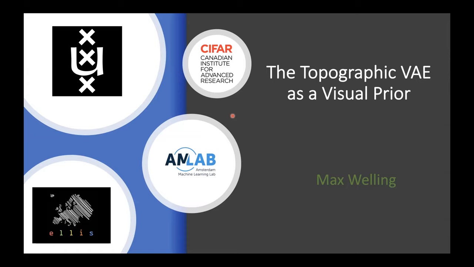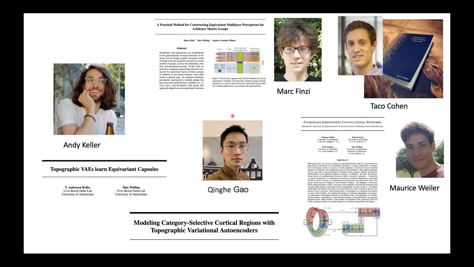Right, so I'm going to talk today about topographic VAEs as a visual prior, which I thought was appropriate for this workshop. Here are some of the people that have, through the years, provided input to the ideas that I will present. It started quite a few years ago with Taco Cohen. You see his thesis here on equivariant convolutional networks. In the meantime, Maurice Weiler has also contributed quite a bit to the field, and he has written this wonderful, very long paper that's quite accessible, even though it's quite mathematical, called Coordinate Independent Convolutional Networks. I highly recommend it. It's also very beautifully illustrated, as you can see here. And I will show two pictures in this talk from his hand.